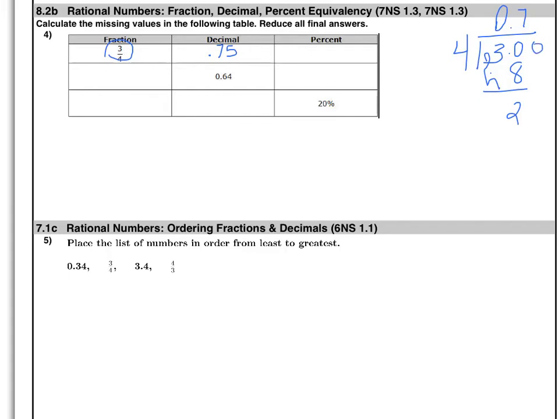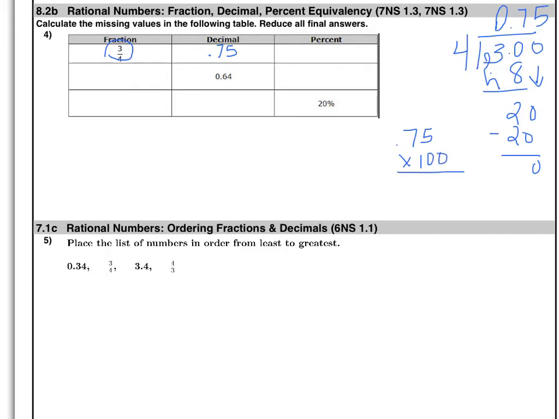And then I bring down a 0, and 4 goes into 20 5 times. 5 times 4 is 20. So that's how I solve to get it as a decimal. And then, from a decimal to a percent, I'm saying take that number and multiply it by 100.